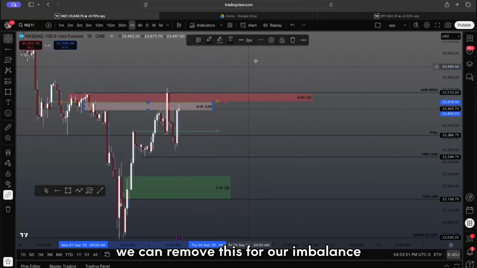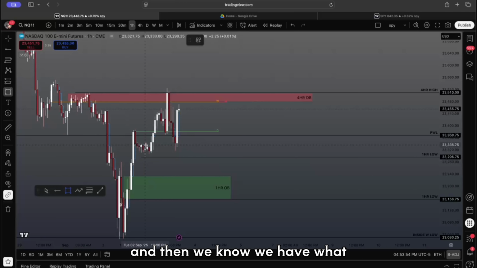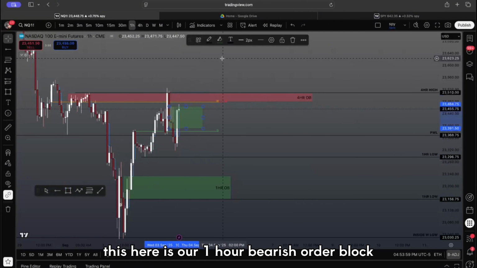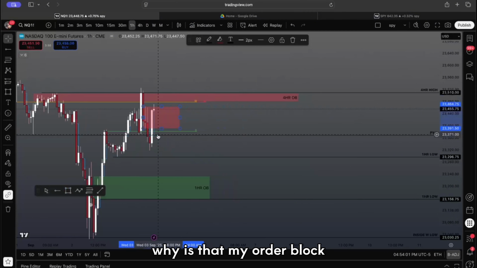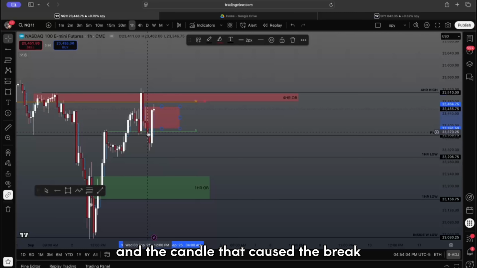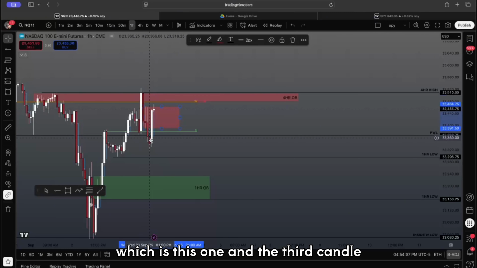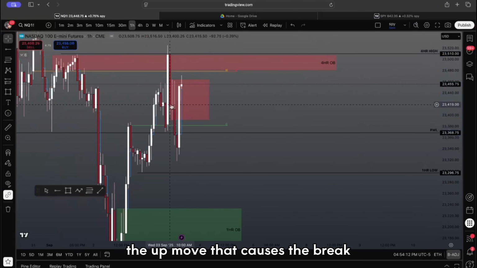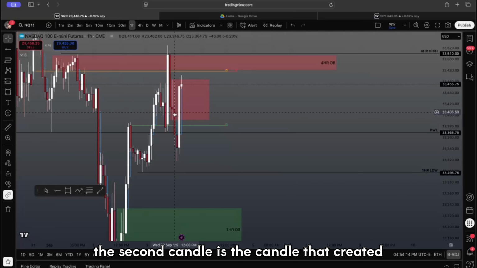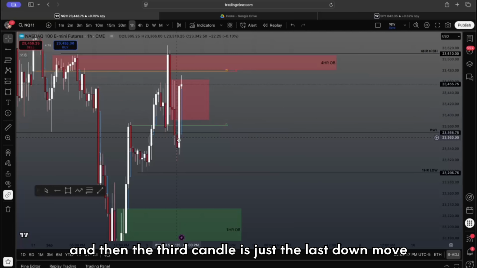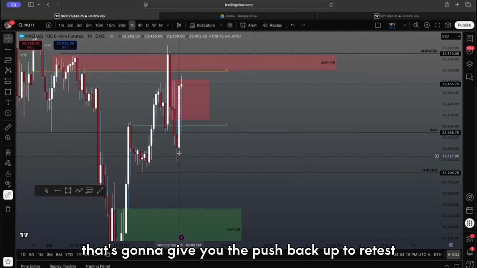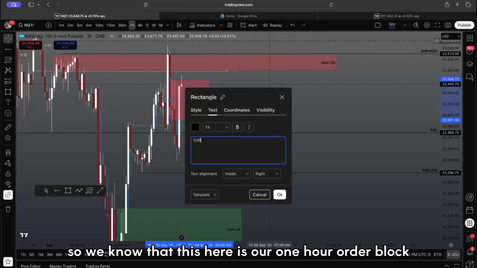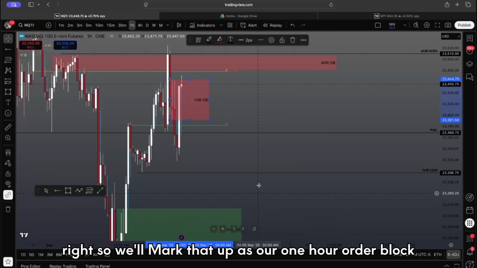So now that we know, we can remove this 4-hour imbalance, and then we know we have what, an hourly order block here, right? This here is our 1 hour bearish order block. Why is that my order block? It's the gap between that candle and the candle that caused the break, which is this one, and the third candle. An order block is going to be formed off of 3 candles. The up move that causes the break, the second candle is the candle that the break happened with, and then the third candle is just the last down move that's going to give you the push back up to retest. So we know that this here is our 1 hour order block, right? So we'll mark that up as our 1 hour order block.